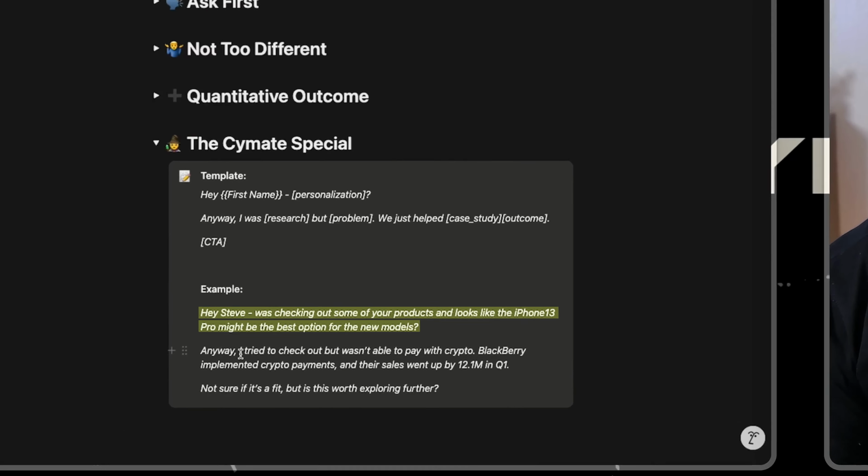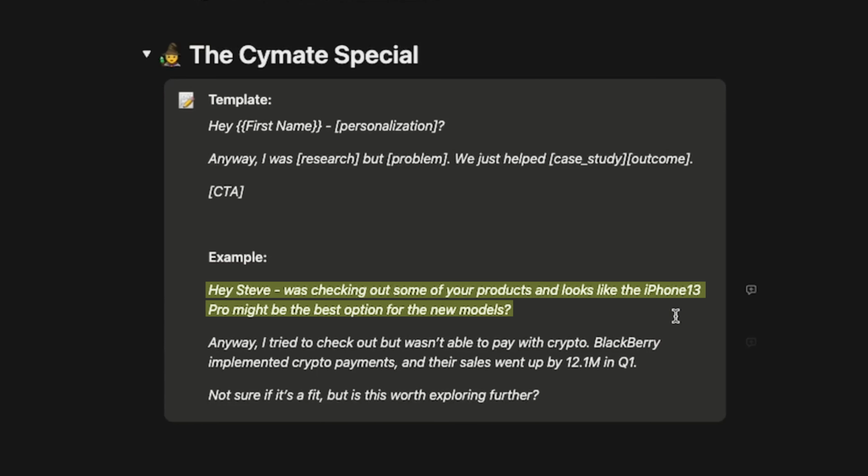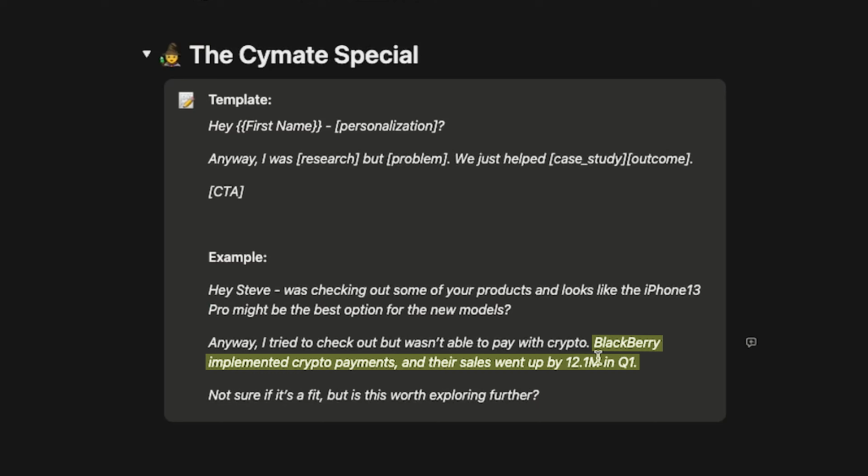Line 1, hey Steve, I was checking out some of your products and looks like the iPhone 13 Pro might be the best option for the new model. Line 2, anyway, I tried to check out but wasn't able to pay with crypto. Now notice I combined line 2 and line 3 here because they are pretty short, so I wanted to make it in the same line. But line 3, BlackBerry implemented crypto payments and their sales went up by 12.1 million in Q1. Line 4, not sure if it's a fit, but is this worth exploring further?